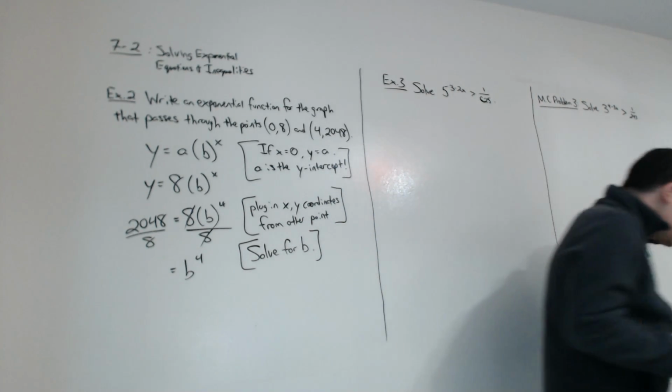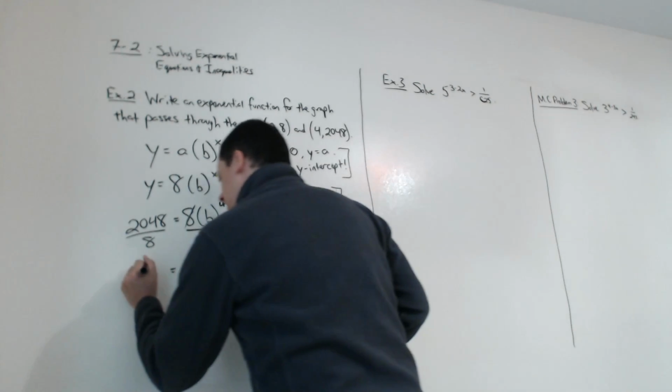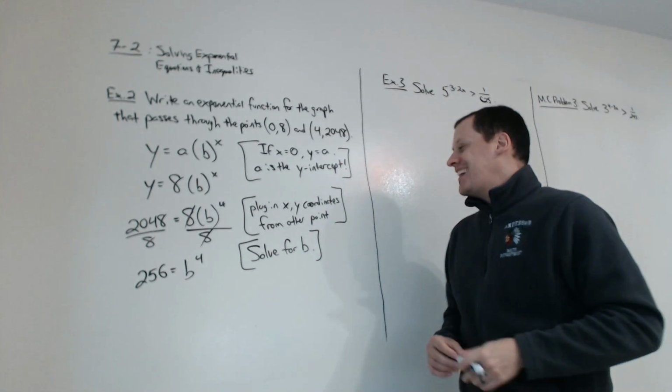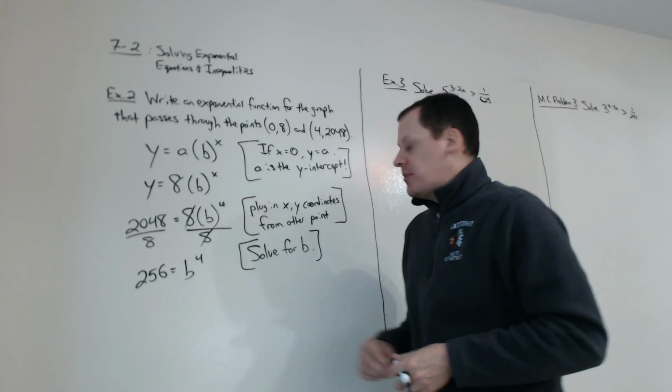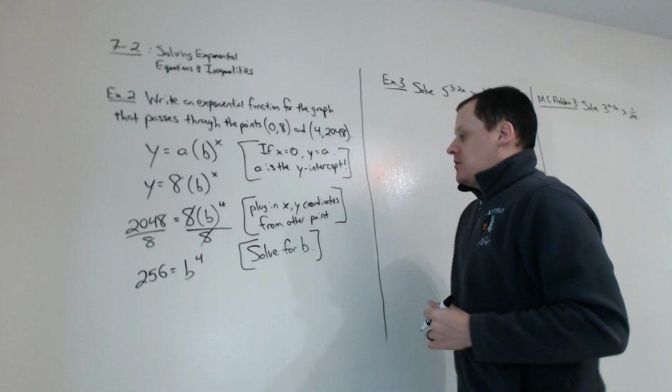Just a second. 256. 256, how about that? Yes, I would need a calculator for that. I wouldn't recommend trying to do that in your head or on paper. Calculators are great. Use one. So we have 256 equals b to the 4th power.